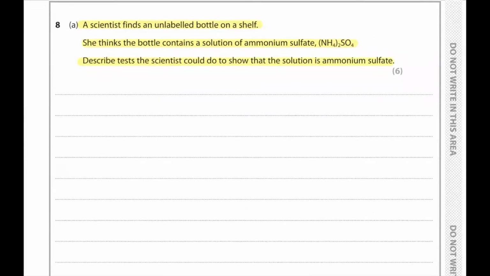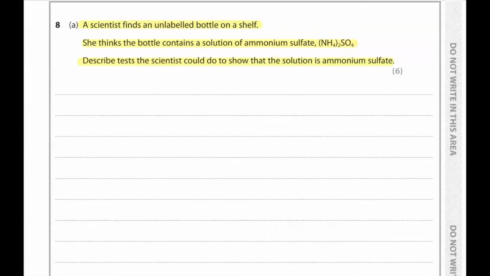So basically, in order to test for the ammonia, the scientist can add sodium hydroxide and then warm that particular solution. And then whatever gas is evolved, the scientist can test with a damp red litmus paper. The litmus paper will turn blue if ammonium ions are present.